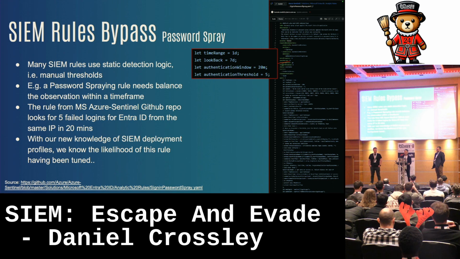And what we're looking at here on the slide is the correlation rule, or the Sentinel analytic rule from the Sentinel GitHub repo for detecting password spray in Entra ID. And it's very, very long, right? But you can see from the very start what the thresholds are. It's quite simplistic, I guess.